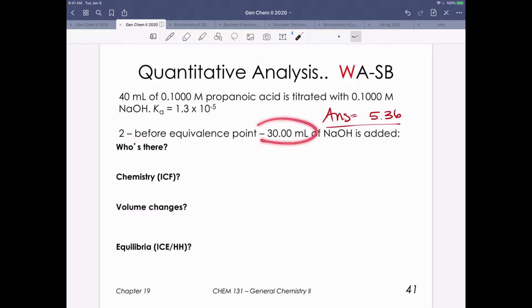But again, here, if you know that there's 30 milliliters that have been added, and we know the concentrations of these two are the same, we can tell that we haven't yet added enough sodium hydroxide to neutralize all of the propanoic acid that we have, so we must be before the equivalence point. So the answer that you should get in terms of what's the pH of this solution is 5.36.